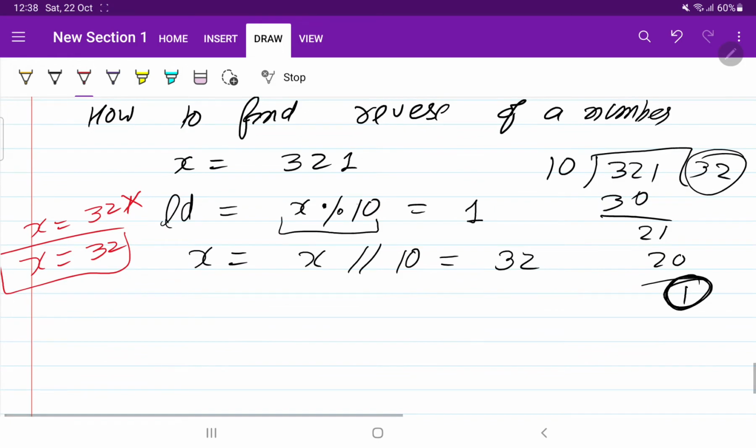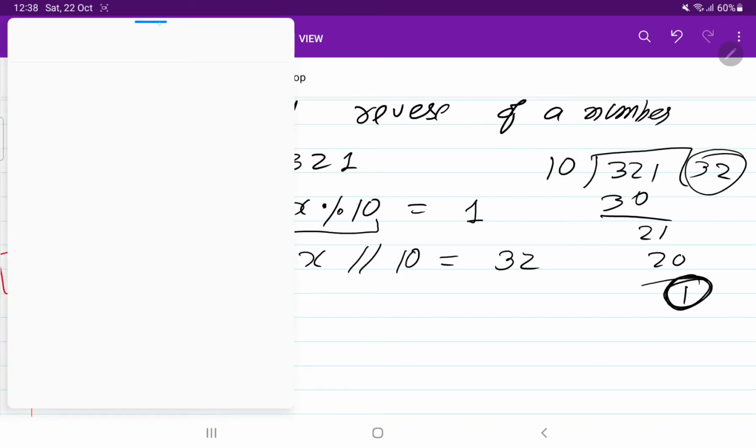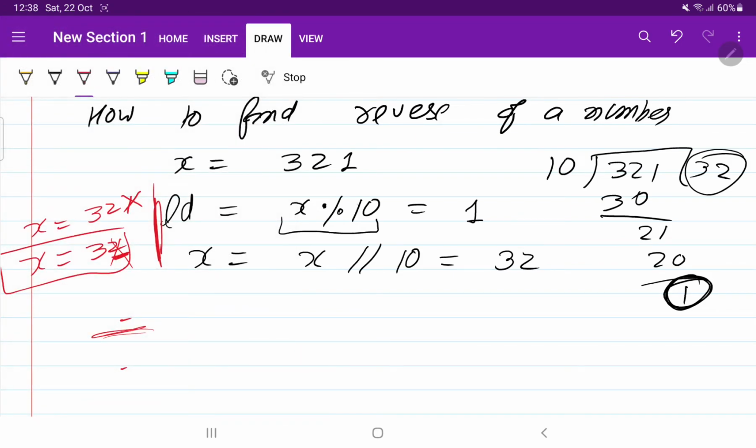Now suppose we again remove the last element, so what will be the last digit? The last digit now is 1. Suppose we remove the last digit from this, the last digit will become 2. But if you update the last digit in the same number, this digit will get lost. So before doing the same operation again, we need to store this last digit somewhere else. So how are we going to store it somewhere else? We will do one operation before calculating the last digit again.